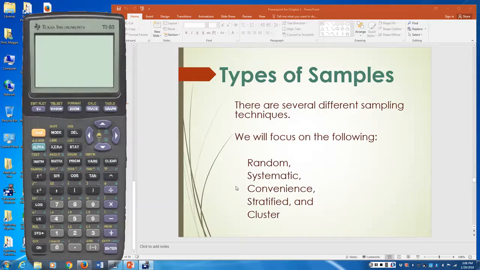So what we have here is the 5 different kinds of sampling that we're going to discuss.